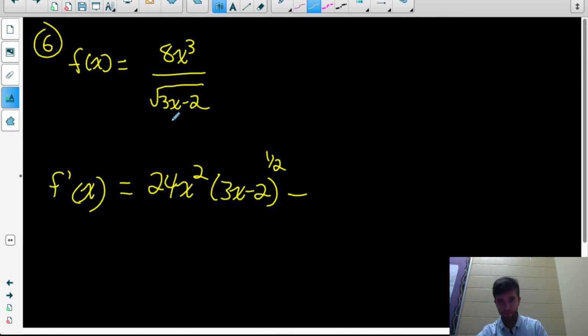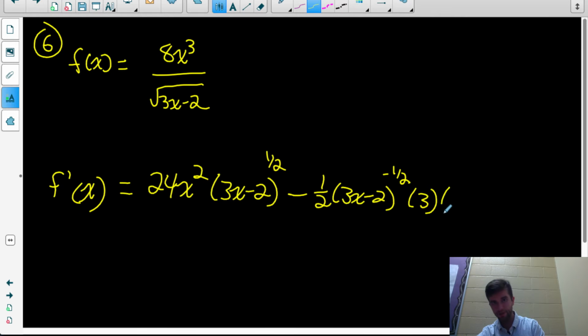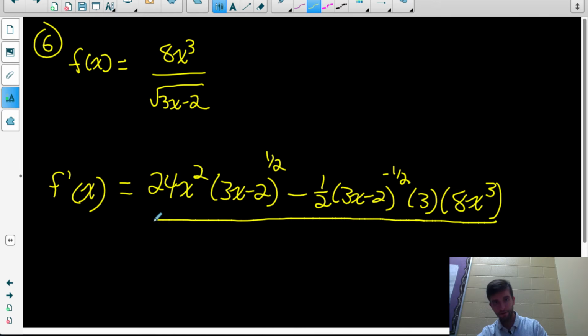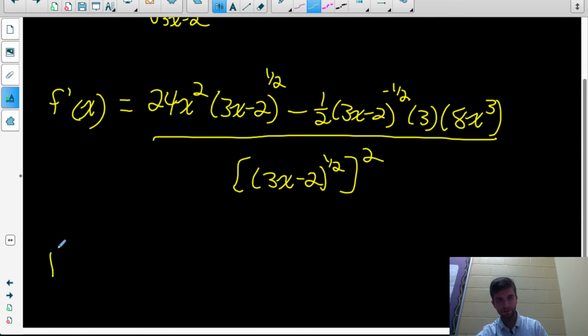So when I do the derivative of this, I'd have to use chain rule, right? Bring the half in front, keep the base of the power the same, subtract 1 from the exponent. Half minus 1 is negative a half, times the derivative of the base, so that would just be 3, times the top function, 8x cubed. And this would be all over my bottom function squared. Okay, let's do a little bit of simplifying here.